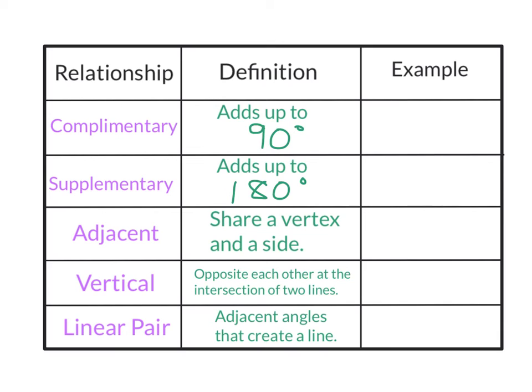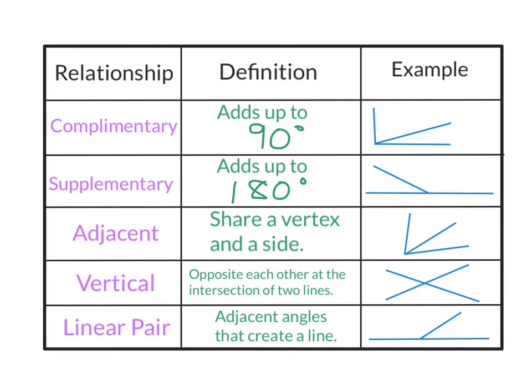So let's take a look at some examples. So nothing is marked here as far as letters and angle measures by any means. So you just have to go with me here that these 2 are 90. These 2 lines are creating 90 degrees in here. So these 2 angles are complementary because they add to equal 90 degrees. Supplementary, they add to equal 180. So I just took a line and I split it in half.